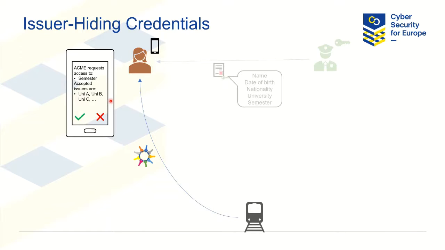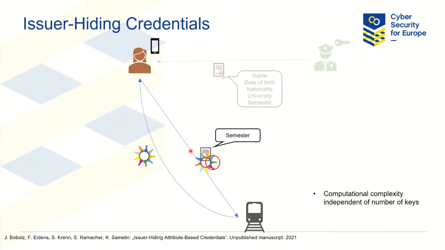If the user now agrees, her phone would compute a so-called presentation token that only reveals the semester, and it would prove that the credential was issued by one of the keys accepted by the train provider, but it would not reveal the precise university the user is studying at. So the anonymity set and the privacy guarantees of the user would strongly increase compared to traditional attribute-based credential systems.